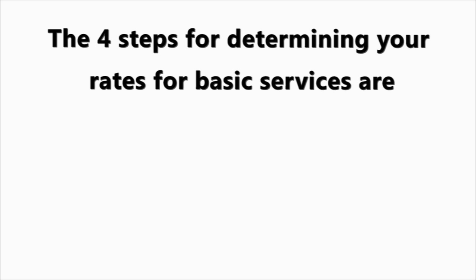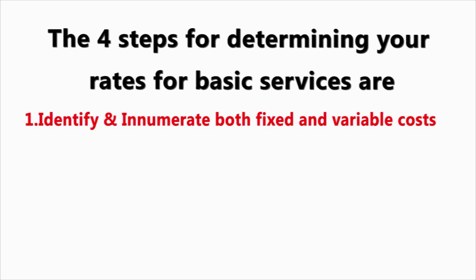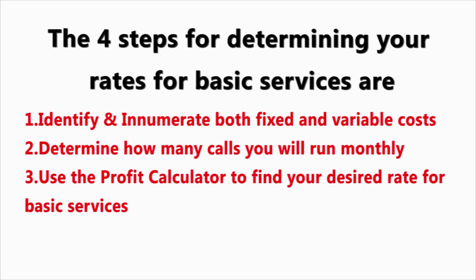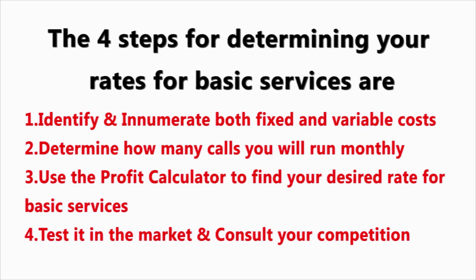The 4 steps for determining your rates for basic services are: 1. Identify and enumerate both fixed and variable costs. 2. Determine how many calls you will run monthly. 3. Use the profit calculator to find your desired rate for basic services. And 4. Test it in the market and consult your competition.